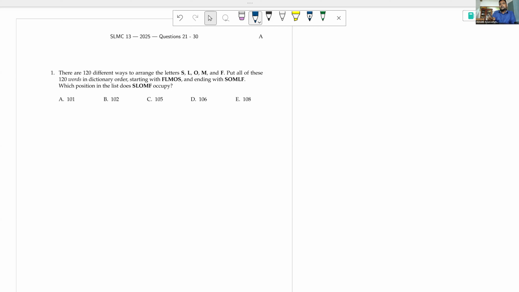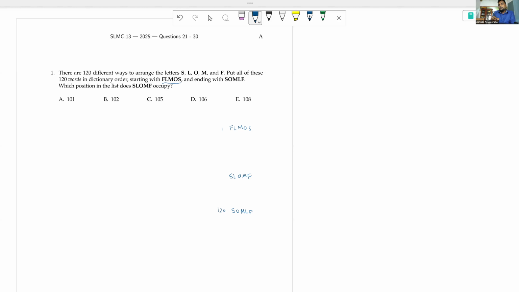So you have 120 different ways to arrange the letters S, L, O, M, F. The first one would be in the dictionary order, or the alphabetical order. So FLMOS would be the first word, and the 120th word will be SOMLF. So the question is, where does SLOMF appear?